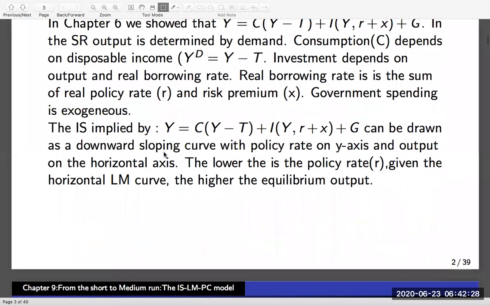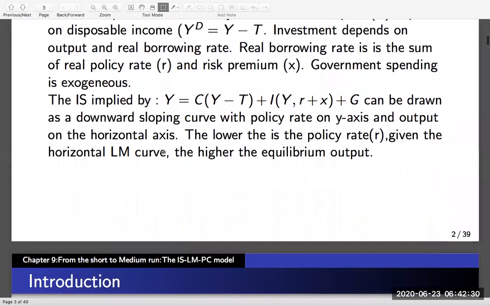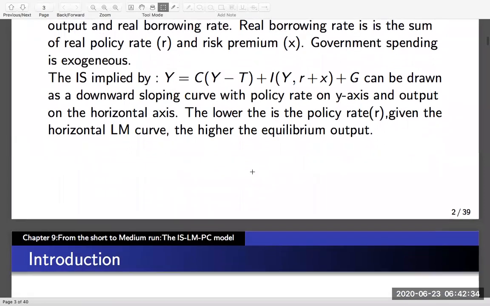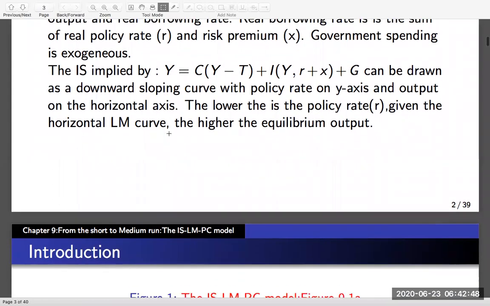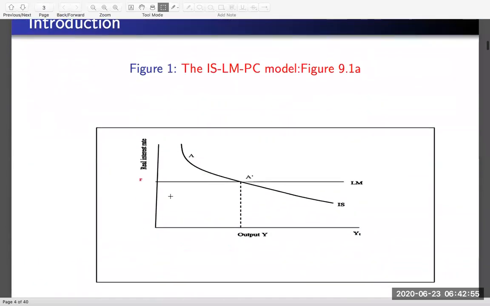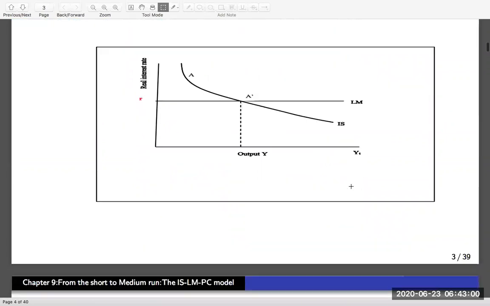The IS is then still downward sloping as normal. We have the policy rate on the y-axis and output on the horizontal axis. So the lower the policy rate, given the horizontal LM curve, the higher the equilibrium output. Now remember, you have the horizontal LM. Under what scenario do you have a horizontal LM curve? Is it when you are having issues like a liquidity trap or what? You need to remember that, right? So you have the IS like this, and then you have your LM like that. You should remember that, right?